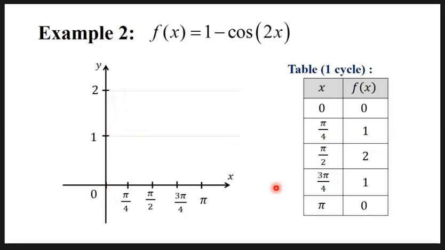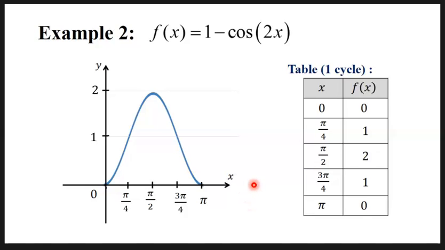Now we proceed with plotting the one cycle graph, where we have the first pair of values, 0, 0. Second pair, pi over 4, 1. Then the third one, pi over 2, 2. 3 pi over 4, 1. Pi and 0. So this is the plotting that we have. When we connect these points according to the shape of the cosine function, this is what we have for the graph. Of course, let us erase the trace of the plotting. So this is the graph for this example for the case of one cycle.